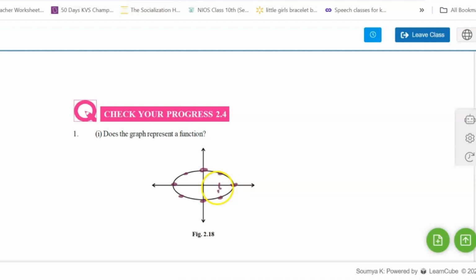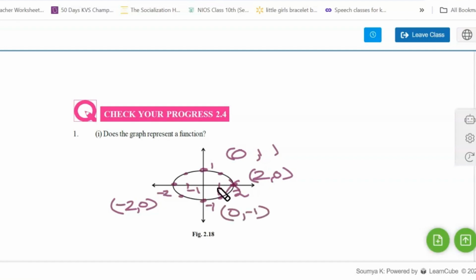Let's consider this is 1 and this is 2, and let it be minus 1, minus 2, and here let it be 1, and let it be minus 1. Consider these are the points. Okay, so when you take this, the value here will be (2, 0). This value will be (-2, 0). This value will be (0, 1), and this value will be (0, -1).